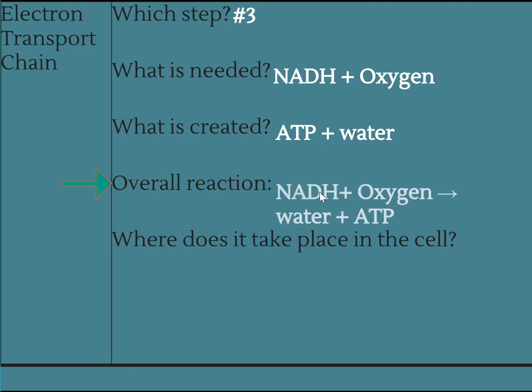So our overall reaction is NADH plus oxygen. The arrow is the chemical reaction, and we're creating water and ATP, or energy. This is all taking place within the cell as well.